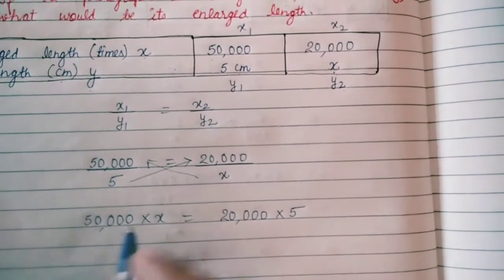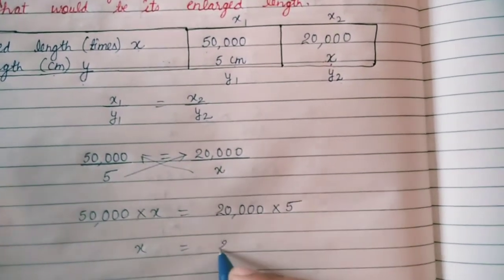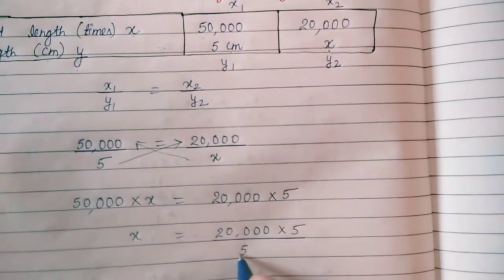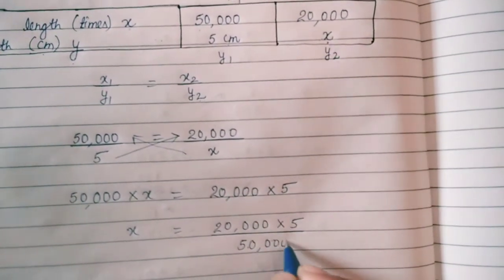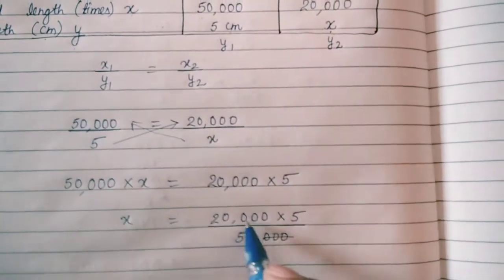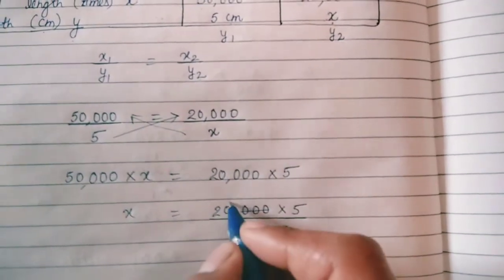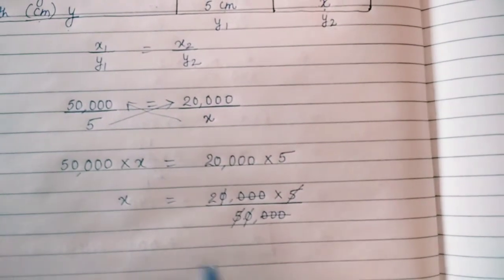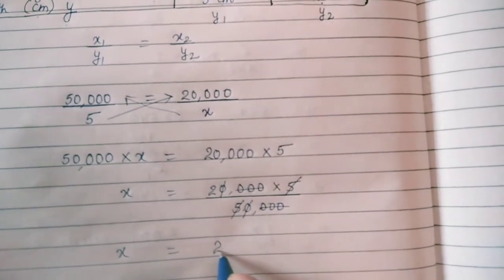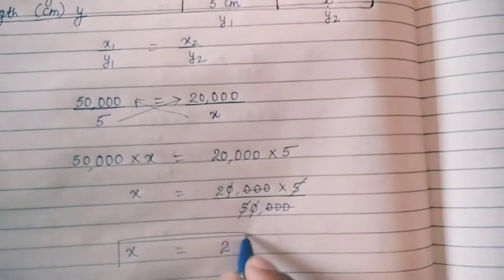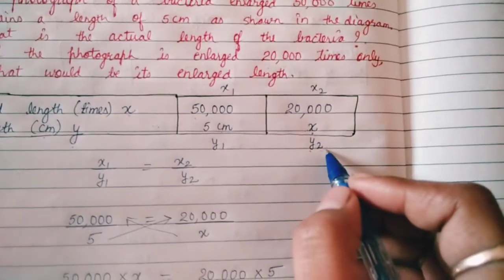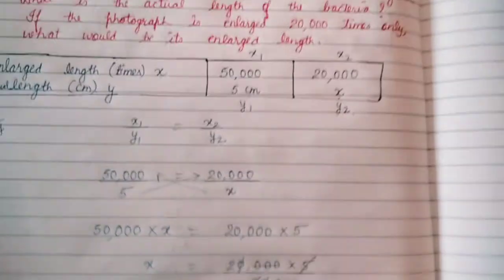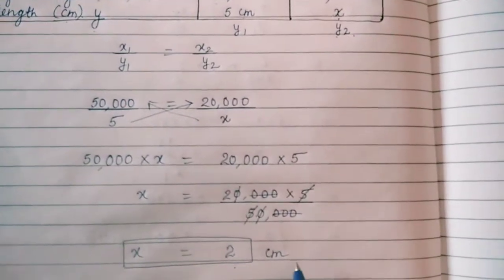Here 50,000, which is in the multiplication, will go to the opposite side in the division. Okay, you can simply see 30 to 30 we can cut, 10 to 10 we can cut, and this 5 will reduce directly by 5. So what is remaining? Only 2 is remaining, and 2 is showing the value of y2, which is in centimeter, so the actual length of the second case is 2 centimeter.